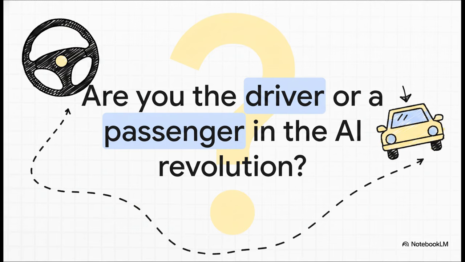Which brings us to a final thought to leave you with. If prompt engineering is the roadmap, are you the driver, or are you just a passenger in the AI revolution? I mean, we have the playbook now. We understand the anatomy, the types, and the strategies. It is time to stop letting the AI guess what we want and start steering it with real intention.